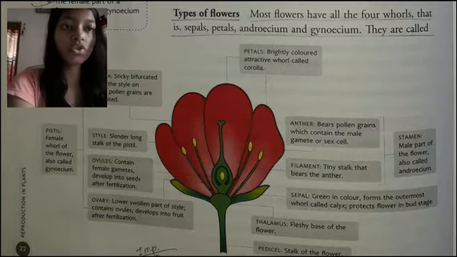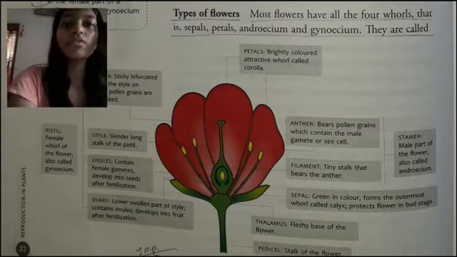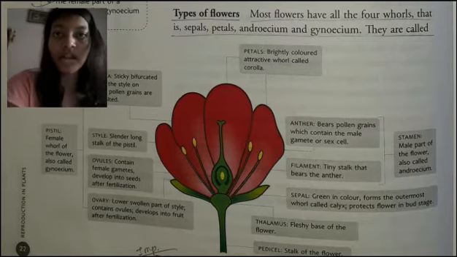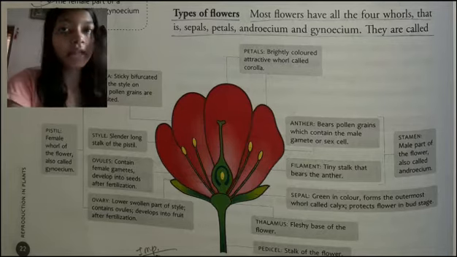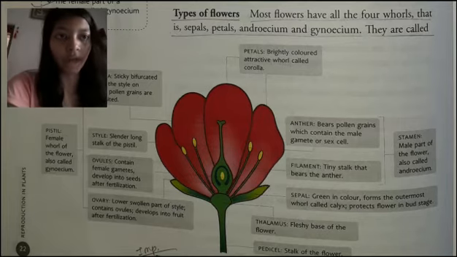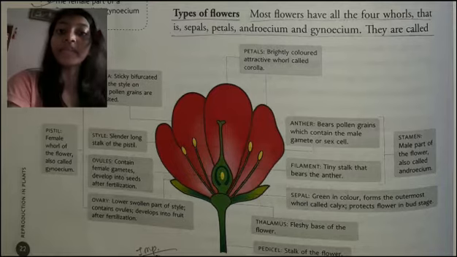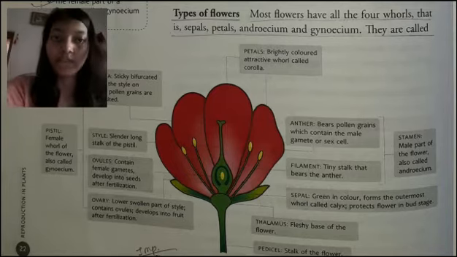Filament, the tiny stalk that bears the anther. So you can see the stamen has two parts, anther and filament. Filament is the long tiny stalk and anther is the upper part of the stamen. Sepal is green in color, forms the outermost whorl of the flower called calyx. It protects the flower in the bud stage. Sepal only protects the flower in its bud stage.